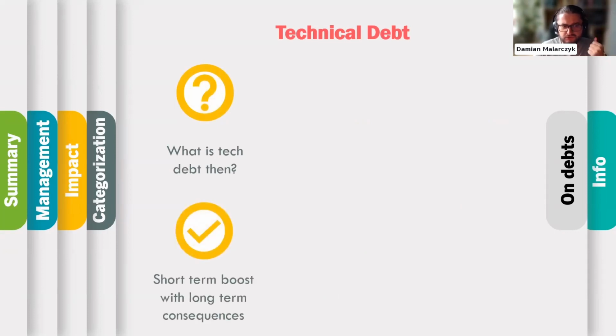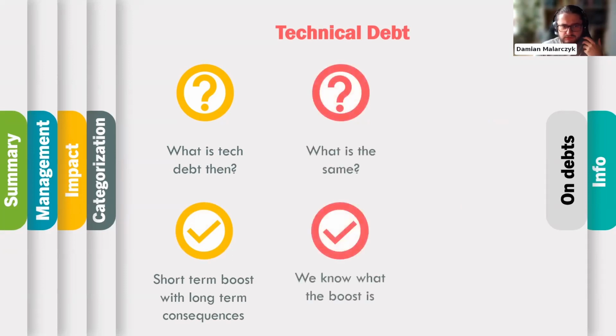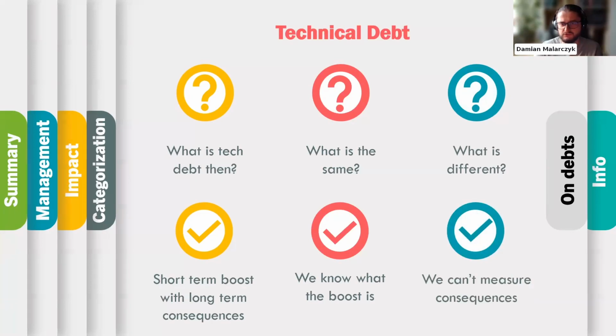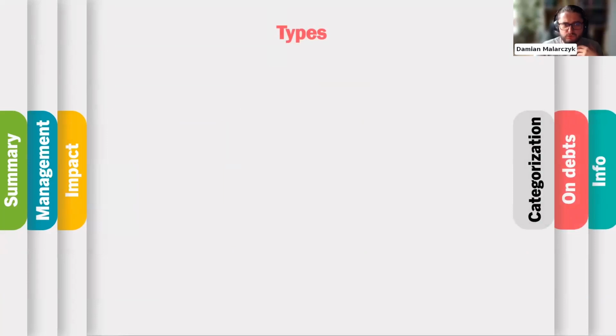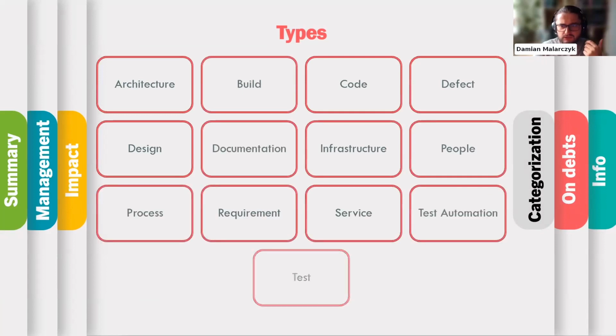So it is still a short-term boost with long-term consequences. And the same thing is that we know what the boost is, usually. The difference is that we can't really measure consequences. So what were the attempts at categorizing what tech debt is? What you can see here is the study from the Software Engineering Institute, but I'm sure it can be grouped in a lot of different ways.